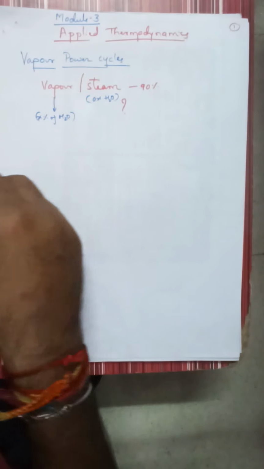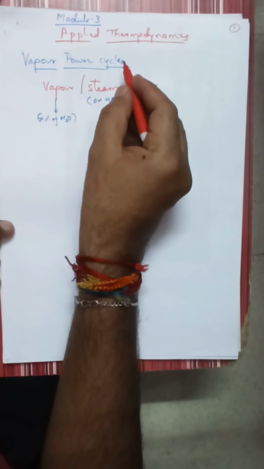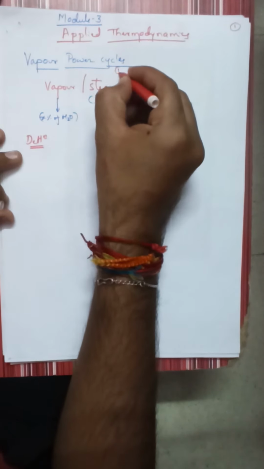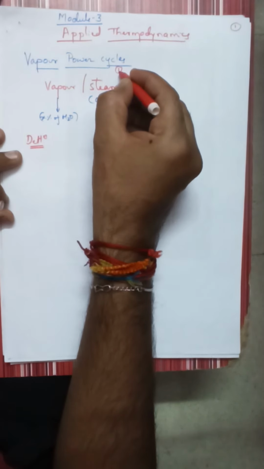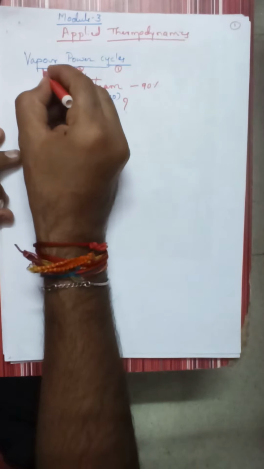Now come back to the chapter name, vapor power cycles. What is the definition of this vapor power cycle? For the definition, first we will write cycle as point number 1, power as point number 2, and vapor as point number 3. Now I will define the definition.